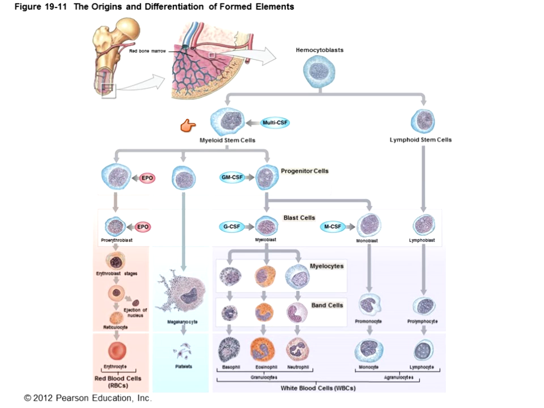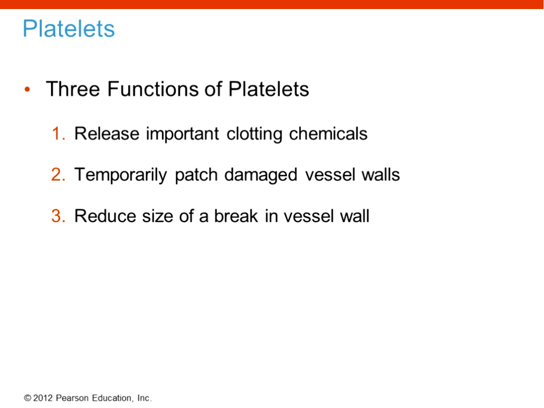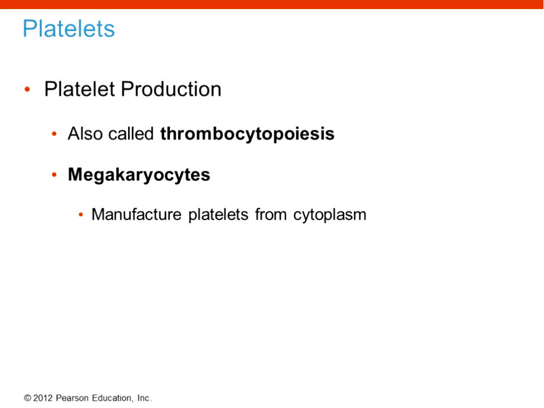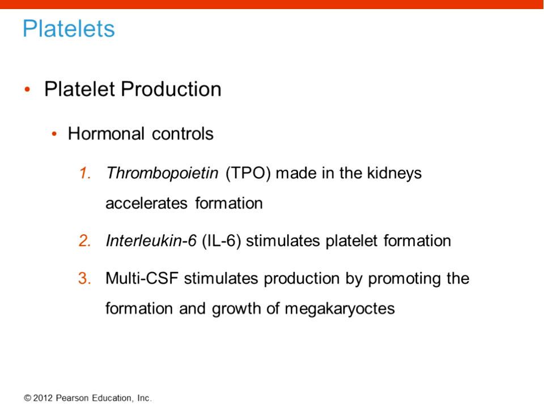So if this myeloid stem cell is under no further hormonal control after the multi-colony stimulating factor is released, then it will just get really large and you'll have fragments of it break off. This really large cell, we call it a megakaryocyte, which will fragment into platelets. And let's get back to where we were. It is the megakaryocytes that manufacture platelets from the cytoplasm of the cell.